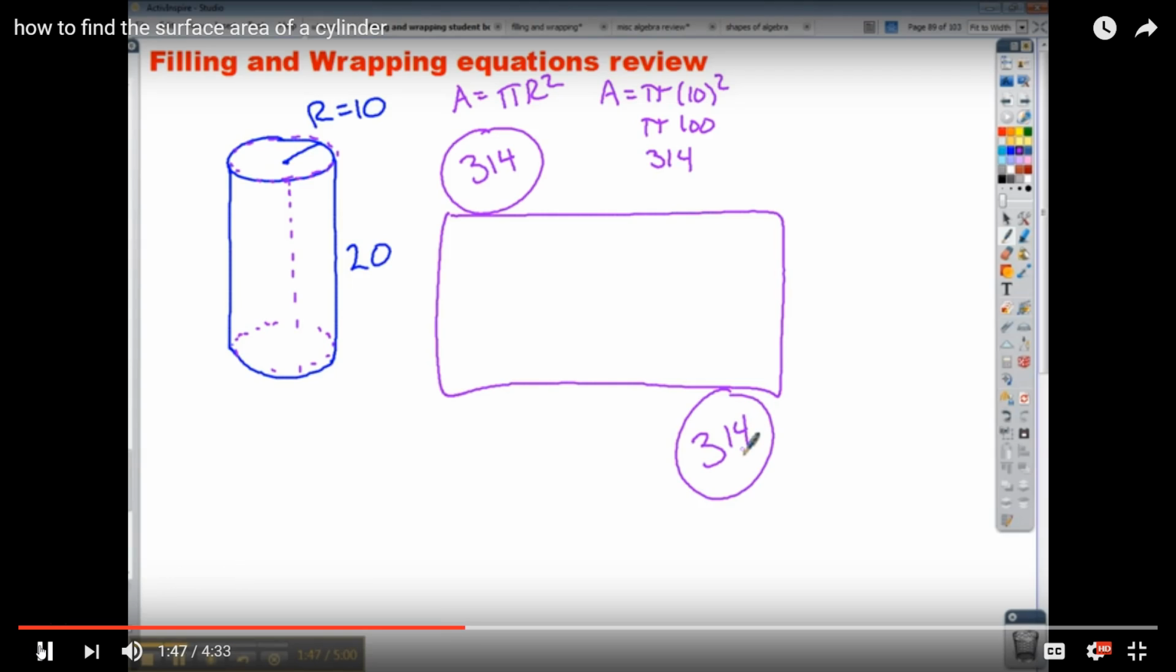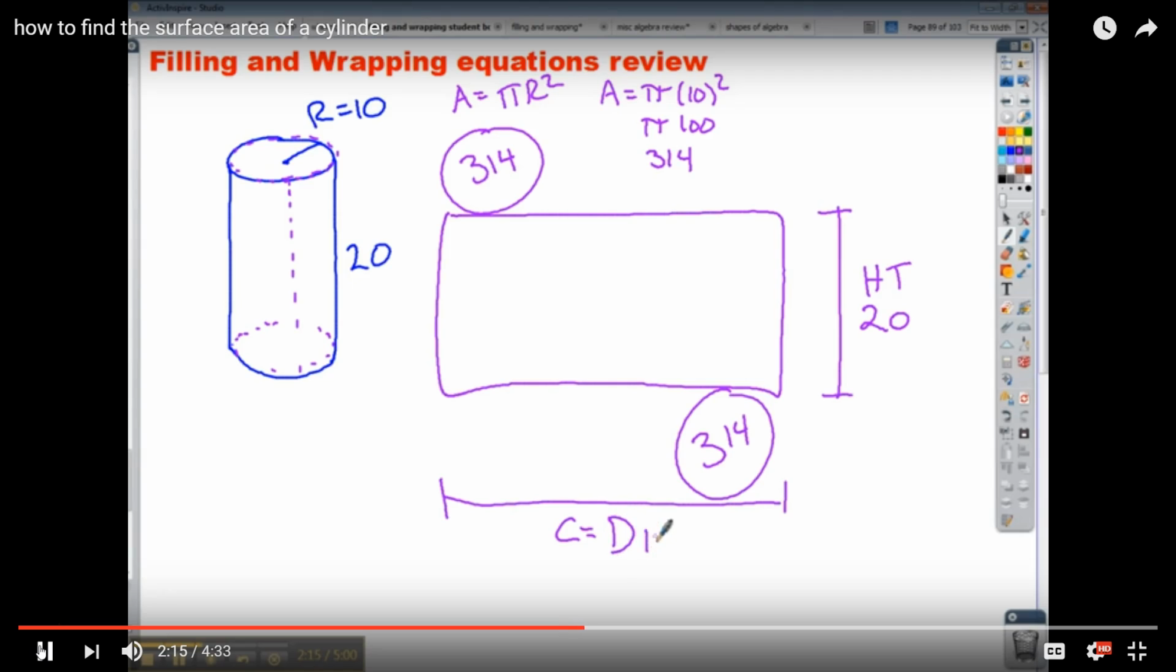Now the tricky part for finding the surface area of a cylinder is finding the area of this rectangle. Now this distance from here to here is the height. So in my example, I have a height of 20. This distance here is going to be the circumference because it wraps around the circle. And circumference is diameter times pi. Well, the diameter of this circle is 20. So I have 20 times pi.